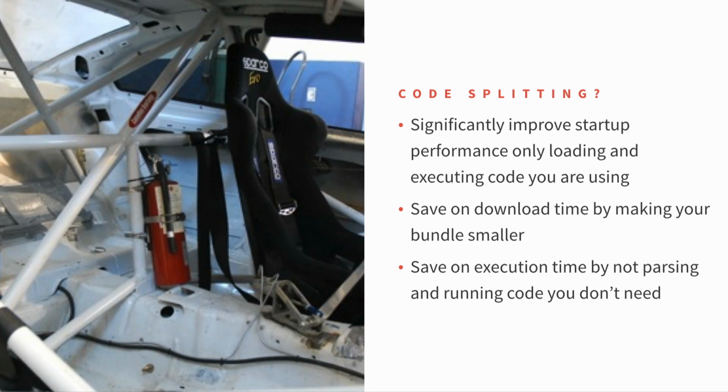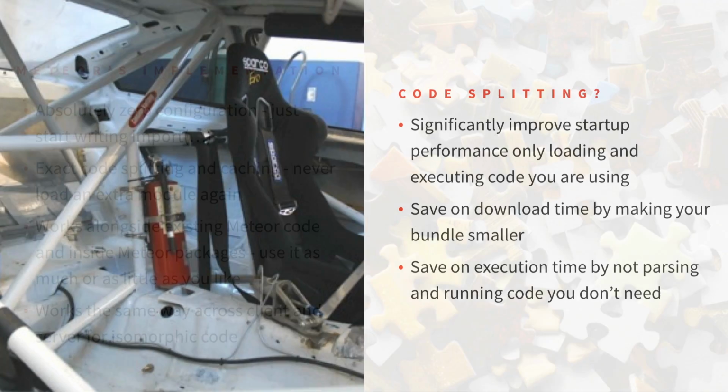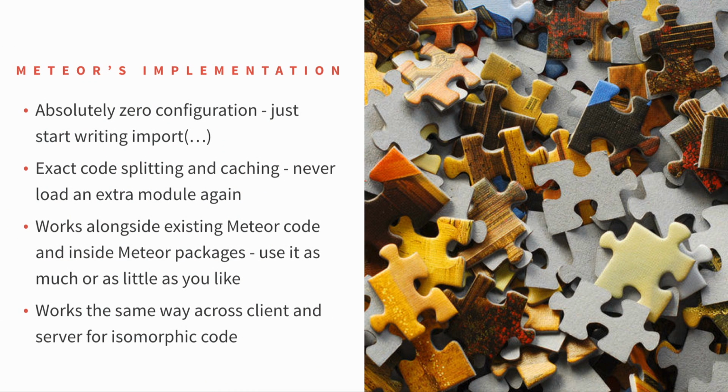So not only do you save on download time by making your code bundle smaller, less kilobytes, you also save on execution time because it actually takes time just to run the code, even if you already have it. In Meteor's implementation, there are a couple of specifics that you might not have seen in other code splitting implementations if you've looked into it. The first is that, as you saw in Ben's demo, there's absolutely zero configuration of any kind. You just replace some of your imports or requires with the asynchronous import function, and that's it. Now you're loading modules dynamically.